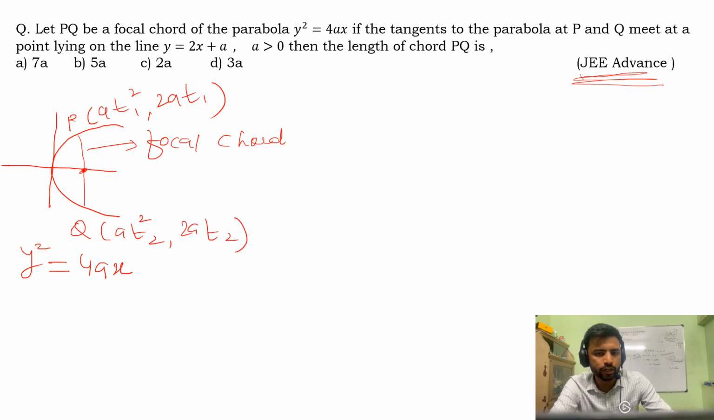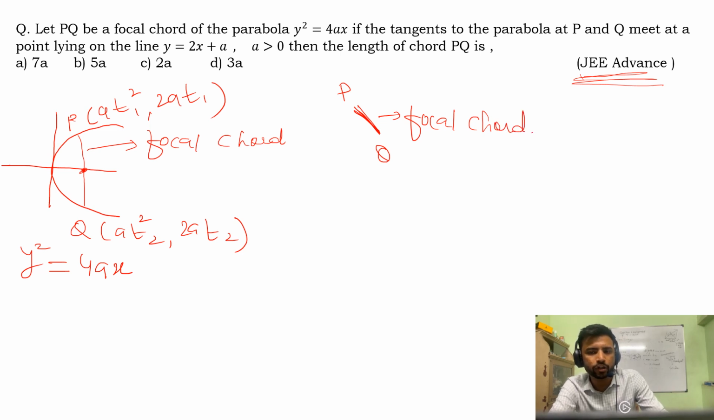And also, as we all know, any chord PQ is called a focal chord when t1 into t2 is equal to minus 1. When t1 into t2 is equal to minus 1, then the chord of the parabola is called a focal chord. So this is the given condition here.